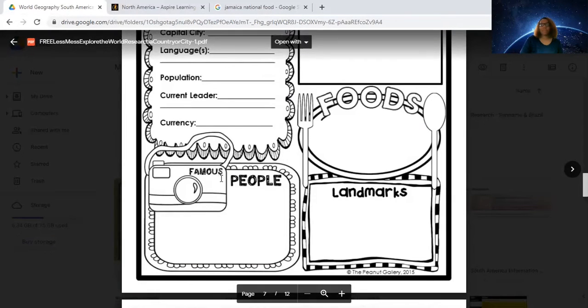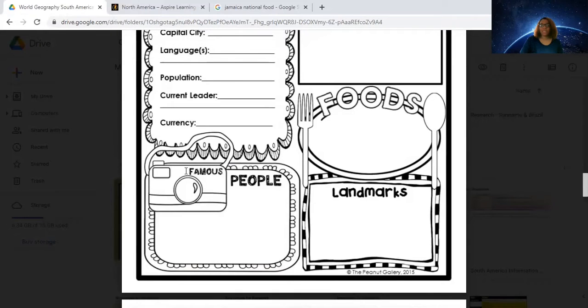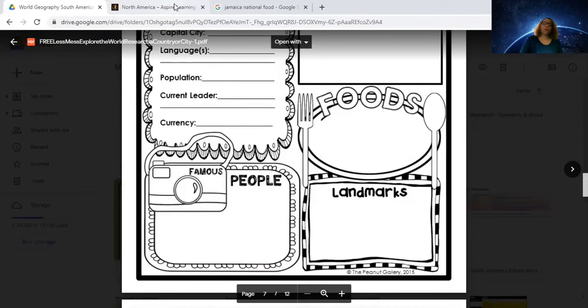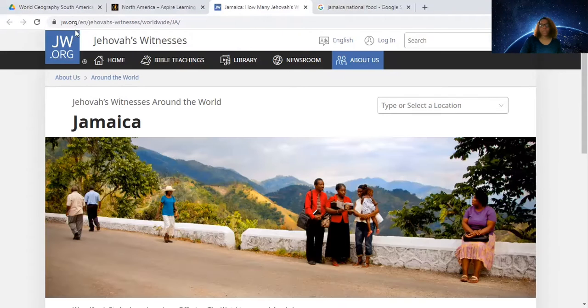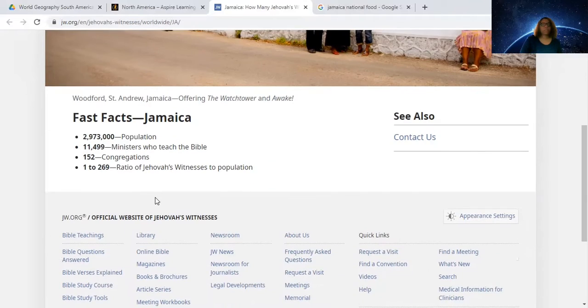Now I know this says famous people. What I have recently done is wipe that out, block it out, and just focus on the people. So one of the things that you can put right there is for Jehovah's Witnesses. Once again, we're in Jamaica. In this column, when you click on the country's name, it'll take you right to our website, jw.org, but specifically for this country. I really don't pay attention to population.